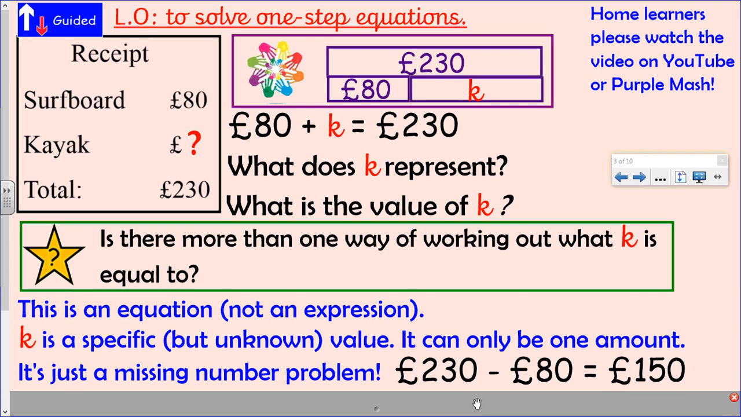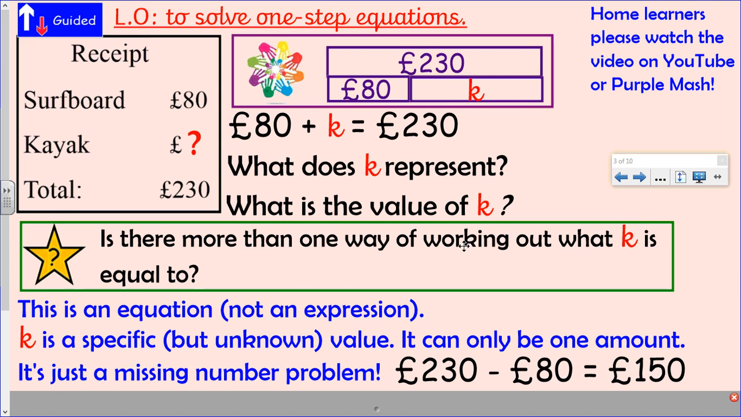So all we need to do is find the difference. To find the difference, we subtract. So we're doing 230 take away 80 is 150. Whatever way you might have worked that out, okay? You might have used a column subtraction. You might have counted up from 80 to 230, which is what this is.